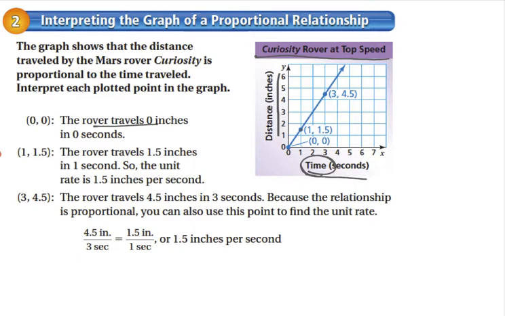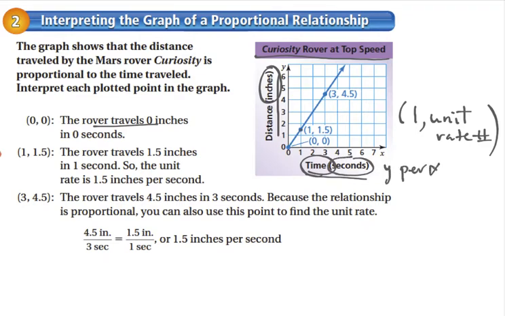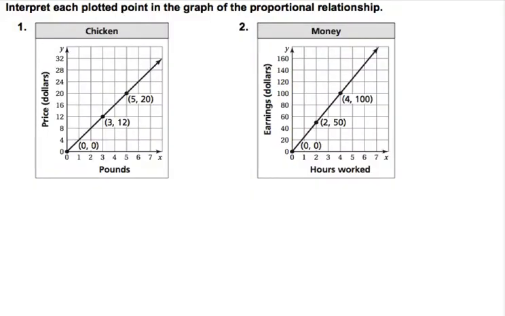And that actually is the unit rate. If you have a 1 comma a number, that number is the unit rate number. It doesn't have the units on it, but it is the unit rate. And the units for the unit rate are going to be inches per second. It's going to be y per x. And then the last one, 3 comma 4.5, just means that in 3 seconds you'll go 4.5 inches.